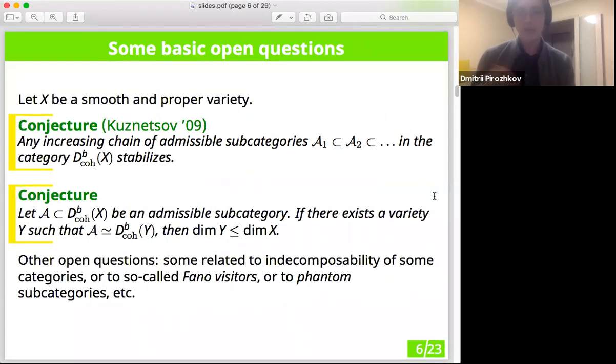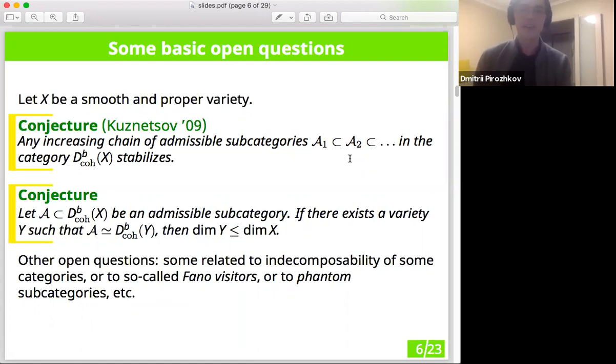As I've said, we don't really understand the structure of possible semi-orthogonal decompositions, or equivalently the structure of possible admissible subcategories. To clarify what I mean, I'll give a couple of open questions which I think no one knows how to solve yet, just to give you a taste of what kind of things we do not know. Even though the definition of an admissible subcategory is so simple, just an inclusion that has both left and right adjoints, we don't, for example, know this conjecture by Sasha Kuznetsov that if we have a smooth proper variety and we have an increasing chain of admissible subcategories, then it should stabilize at some point.